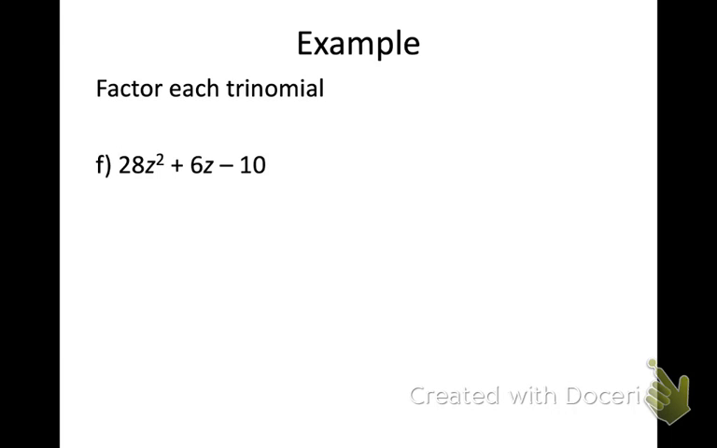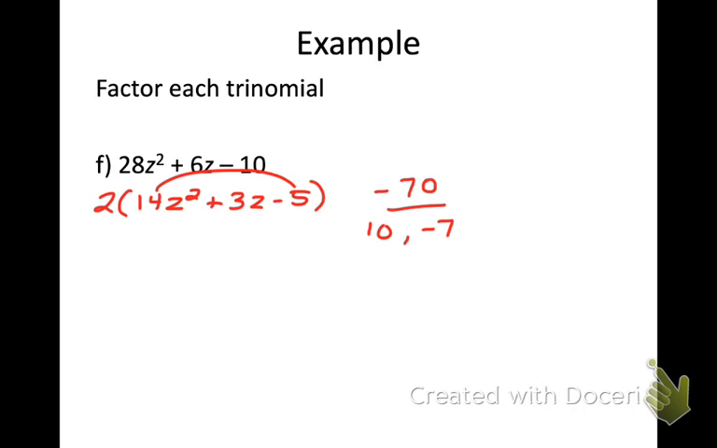28, 6, and 10, so 28z squared plus 6z minus 10. Again, I see a bunch of even numbers, so I'm going to take out a 2 by factoring it out. So that gets me 14z squared plus 3z minus 5. Now factor what's left over. 14 times -5 is -70. Factors of -70 that get us to positive 3 are going to be 10 and -7.